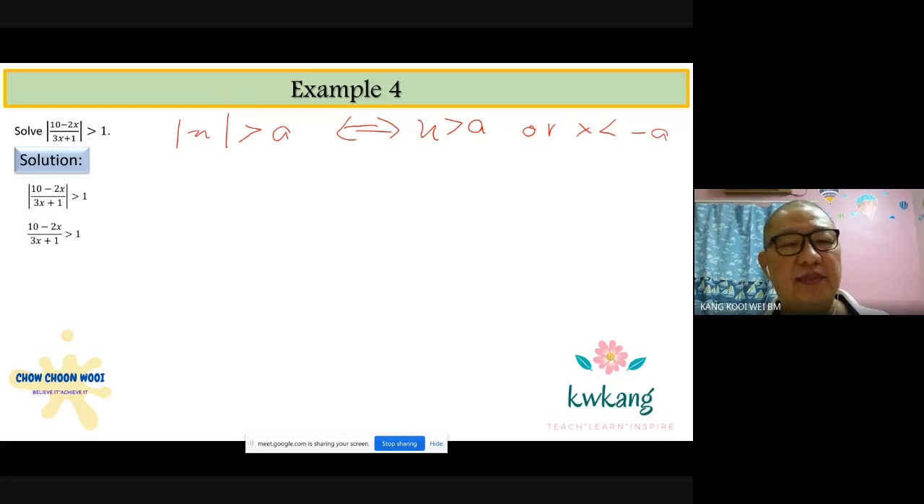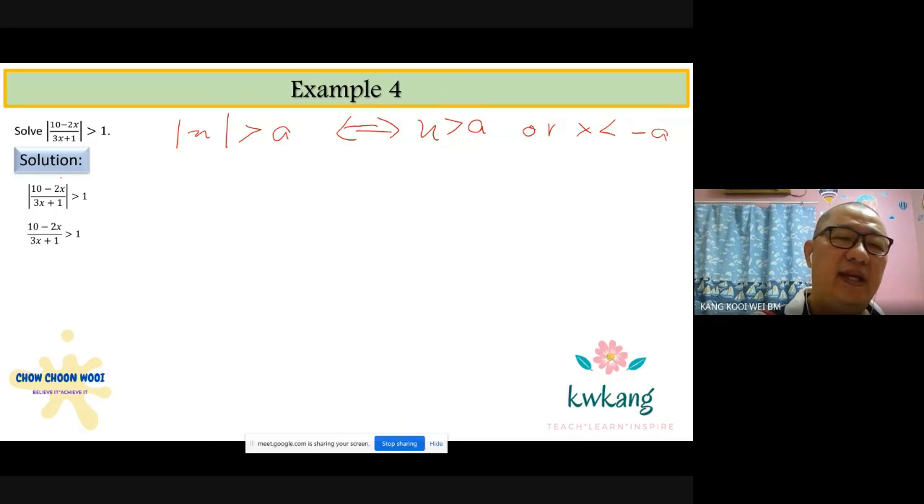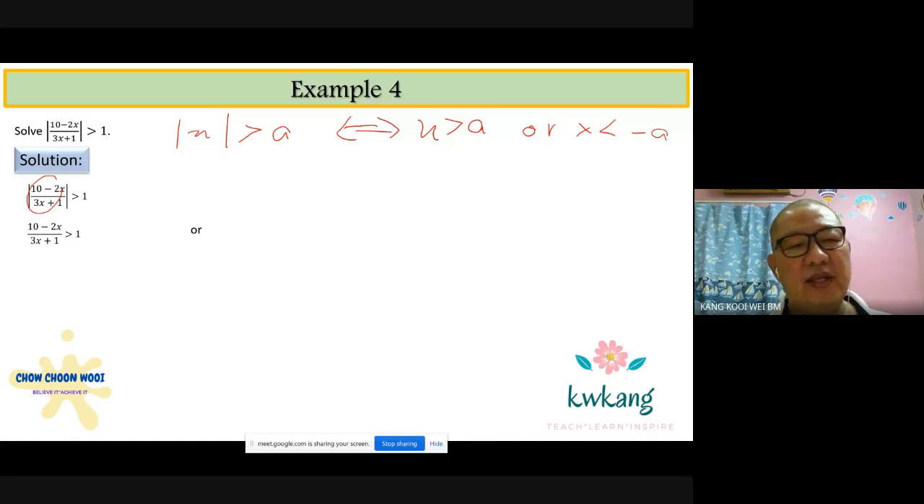So for this one, we write A X greater than A, or X is less than negative A.